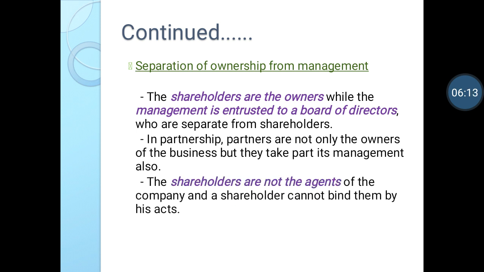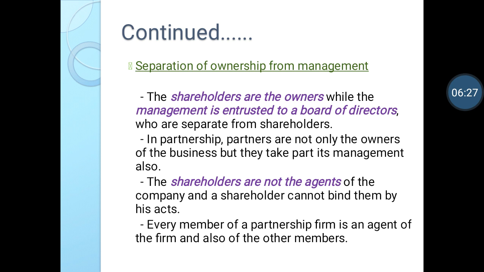The shareholders are not the agents of the company, and a shareholder cannot bind the company by his act. So in a joint stock company, the shareholders are not the agents of the company, and they cannot bind it by their act. But in the partnership firm, the partners are agents, and the other members are also agents of the firm.